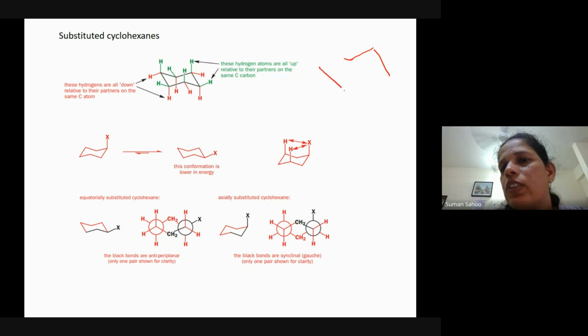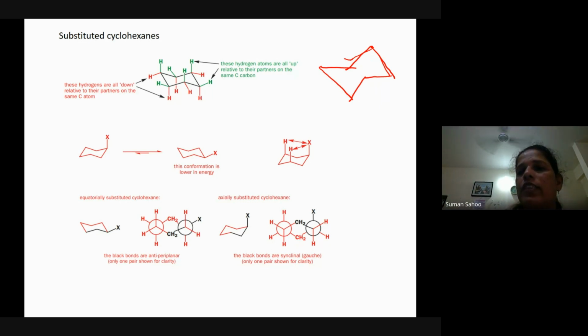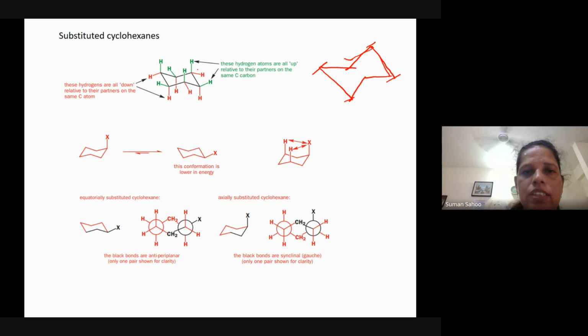So this one has to be parallel, and this has to be parallel, and this has to be parallel. When you write the cyclohexane, they have to be in the same plane. Here all these substituents, all the green hydrogens you see, are all up relative to their partners on the same carbon. If you see this hydrogen and this hydrogen, this hydrogen is up, this hydrogen is down, and this hydrogen is down, and this hydrogen is up.